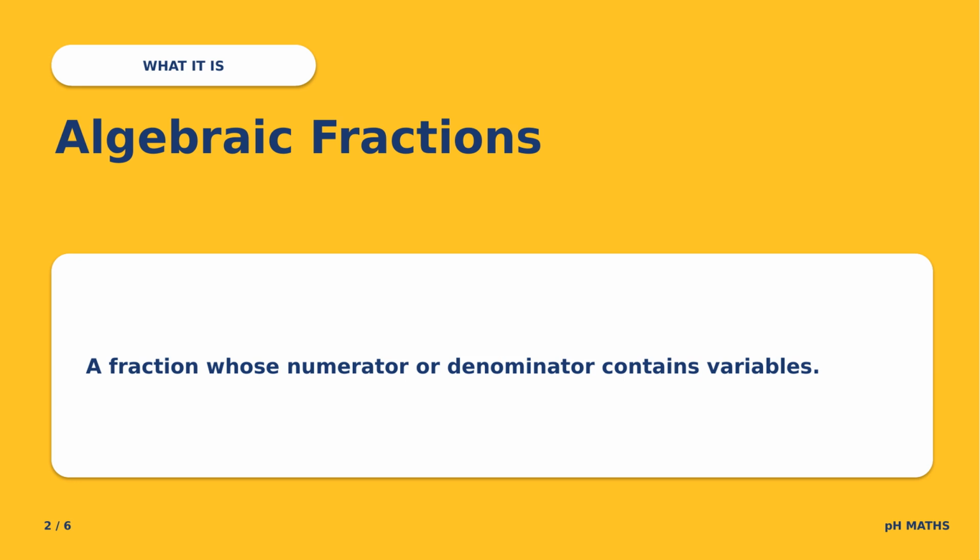Definition. An algebraic fraction is a fraction with variables in the numerator or denominator or both. So x over 3 or x plus 1 over x minus 2. The rules of arithmetic still apply. Adding needs a common denominator, multiplying combines numerators and denominators, and cancelling only works on shared factors.